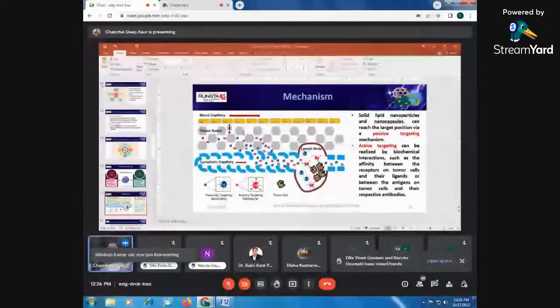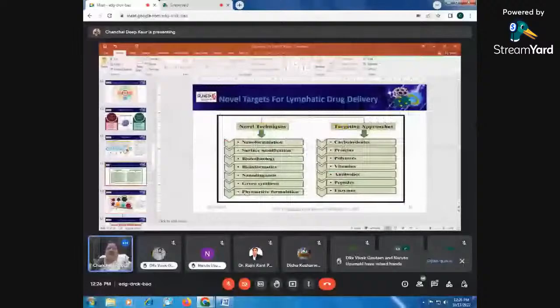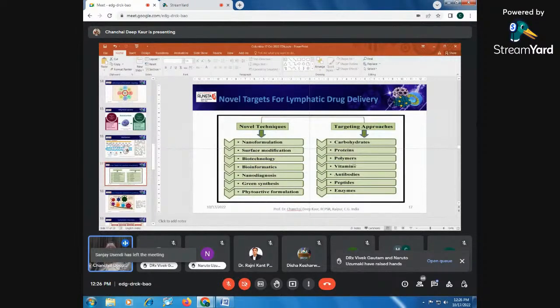Now you can see what are the main important novel targets that could be used for lymphatic drug delivery. This is very important. In novel techniques and in targeting approaches, what can be used? Novel techniques include nano formulations, then surface modifications by various types of ligands. Then you can use biotechnological techniques, then bioinformatics, then nano diagnosis, green synthesis, and phytoactive formulations. And in targeting approaches, you can use carbohydrates, then proteins, polymers, vitamins, antibodies, peptides, and enzymes.